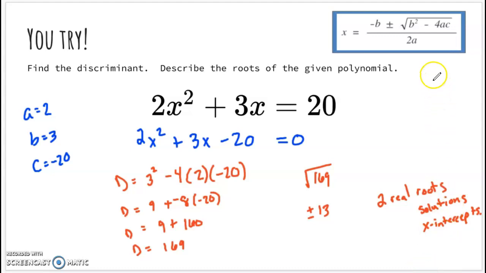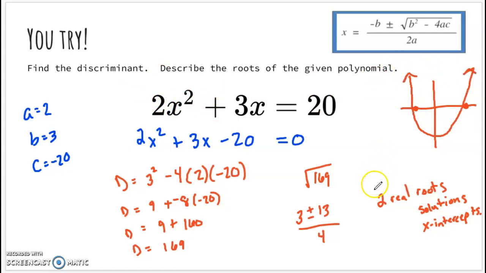Okay, if you really wanted to, you could sketch a quick graph, right? We'll be adding 13 and subtracting 13 from b, which is 3. And that's all over 2a. 2 times 2 is 4. So we'll probably have a negative and a positive root. And our leading coefficient is positive, so we're going to have a quadratic that's maybe something kind of like that. Just for a quick sketch. That's not very accurate, but just a quick sketch.